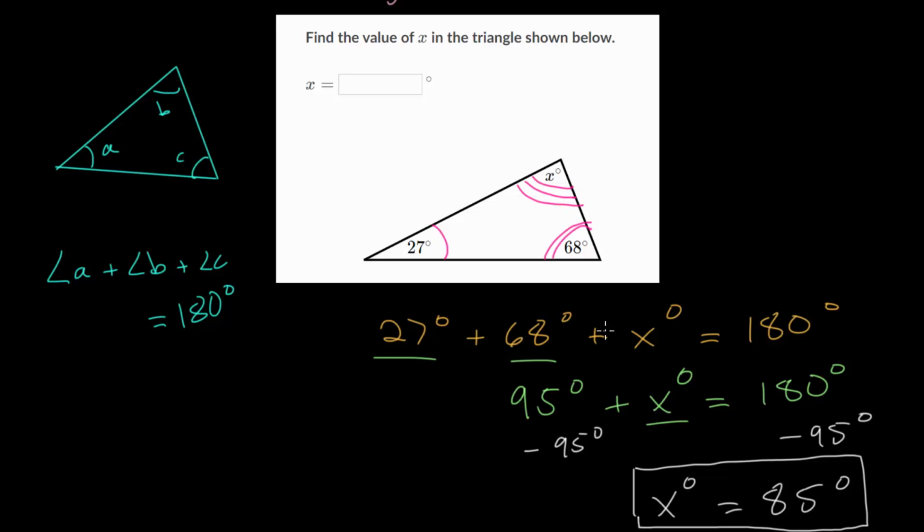And of course, the way to check this is to just add these three together now. So you at least think you know that this is 85. So if we add these three angles, do we get back 180? I encourage you to check that with your calculator just to make sure, but when you add these together, you do get back 180 degrees.